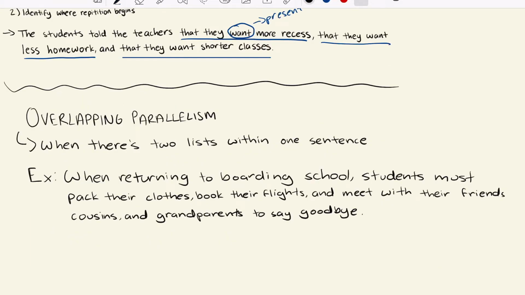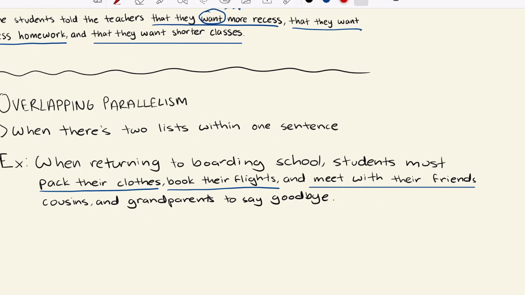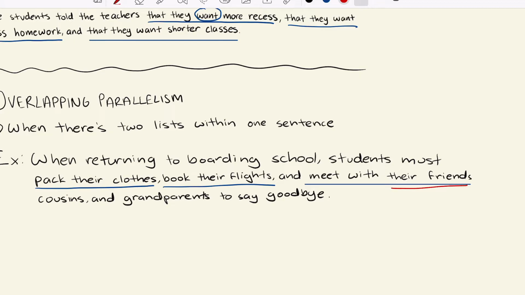Overlapping parallelism is when there's two lists within one sentence. For example, "When returning to boarding school, students must pack their clothes, book their flights, and meet with their friends, cousins, and grandparents to say goodbye." Initially, this sentence may seem confusing, but it's important to identify the two separate lists within it. The first list is the students' actions: pack their clothes, book their flights, and meet with their friends. The second list is the people that the student is meeting with, which is their friends, cousins, and grandparents.